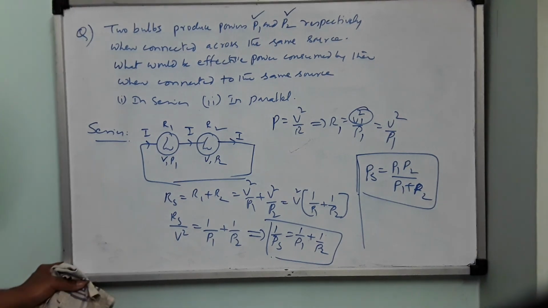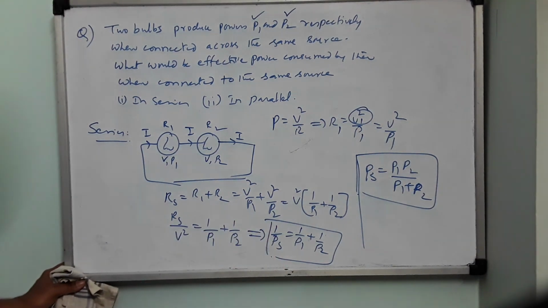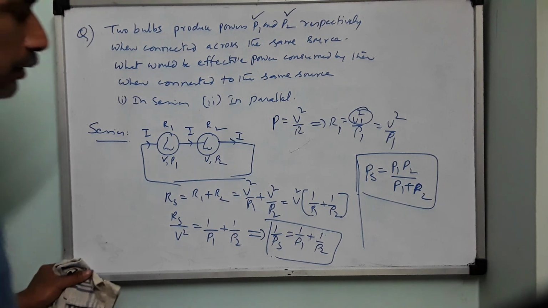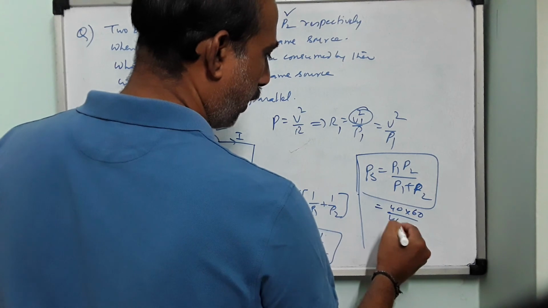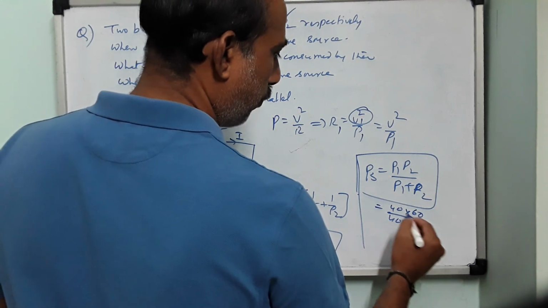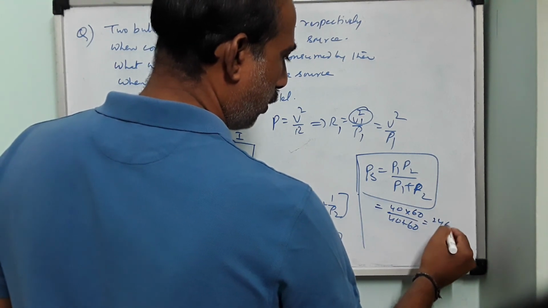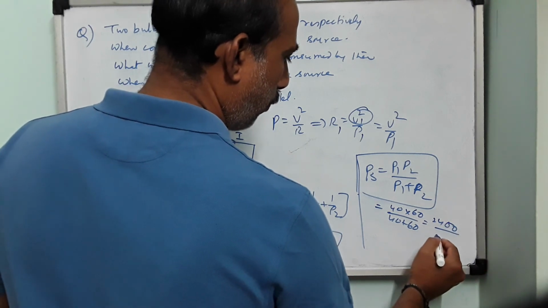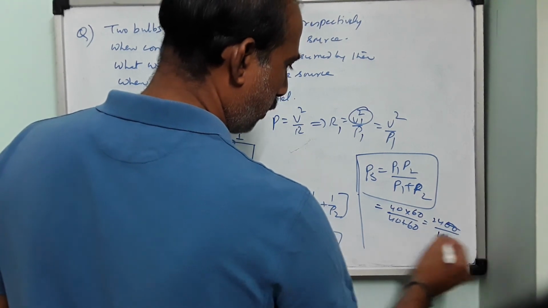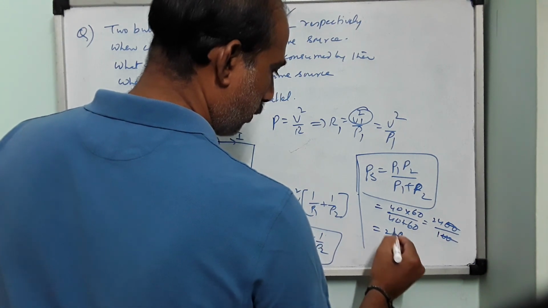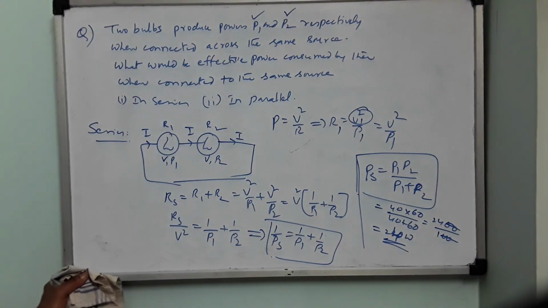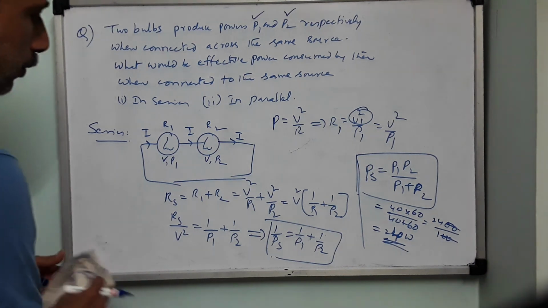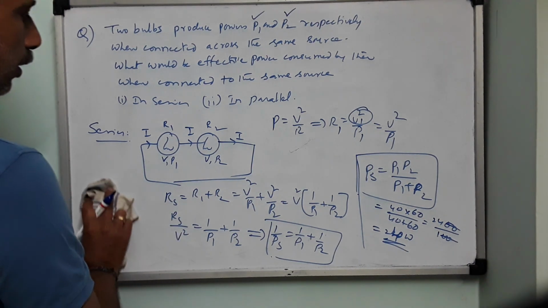So will it be more or less? Obviously this combination will tell you it will be less. P series is 40 into 60 divided by 40 plus 60. 40 into 60 is 2400, divided by 100, so this is 24. So the effective power consumed by these two will be 24 watt only. Okay. So if they are connected in parallel, how will it be? Fine. Now in parallel.